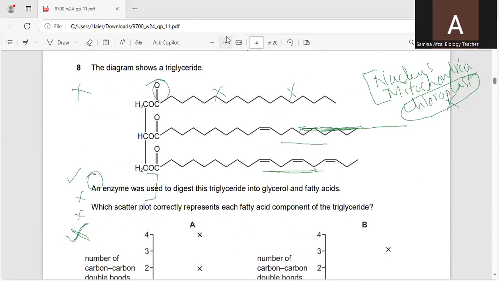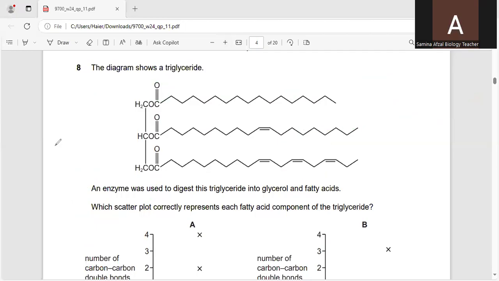Now, question number 8. The diagram shows a triglyceride. Here you can see a triglyceride in which three chains are there. You can see there is no double bond in the first chain. In the second chain, one single bond is there and one double bond is there. And in the third chain, there are three double bonds.